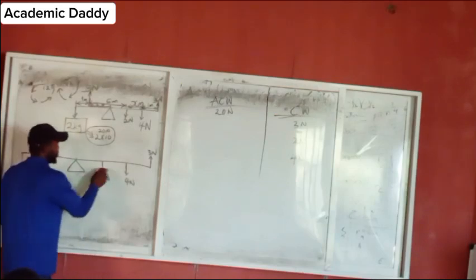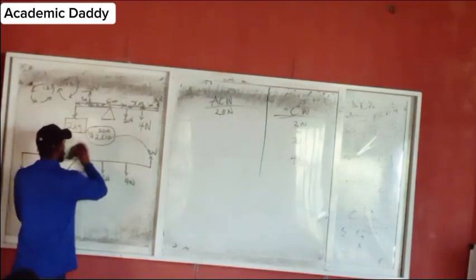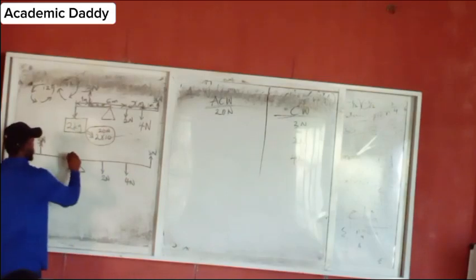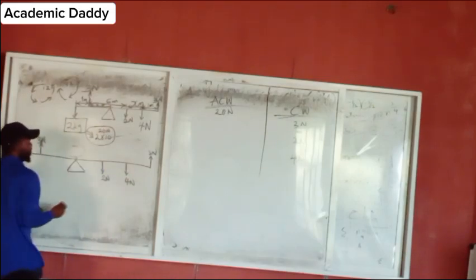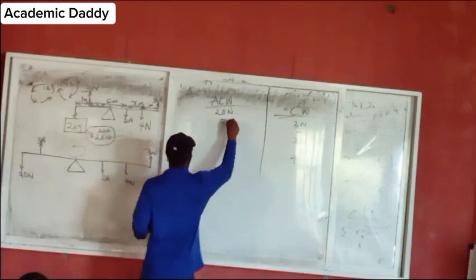Now let's check for the 3 Newton. What about the 3 Newton? Going this way... sorry, going this way is anti-clockwise, yes. So 3 Newton is anti-clockwise.